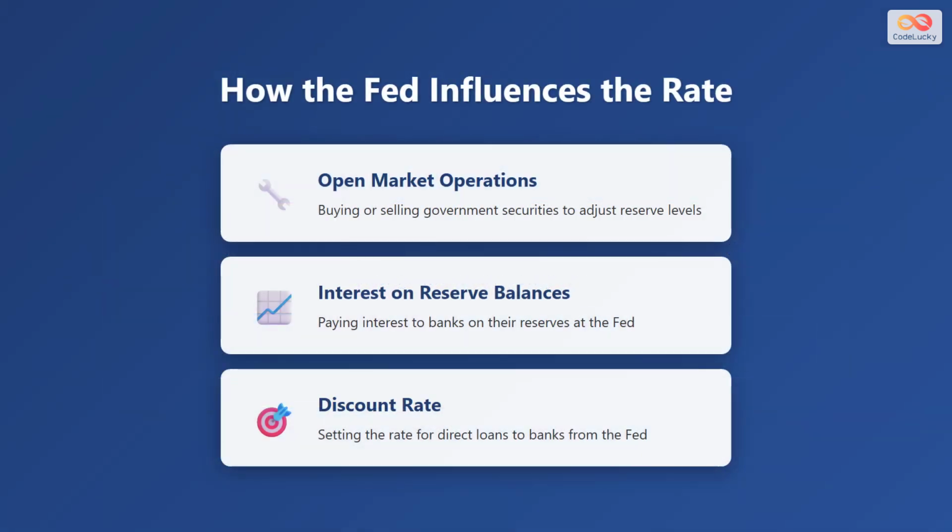The Fed has three primary tools to influence the federal funds rate and keep it within the target range. First, open market operations, where the Fed buys or sells government securities to adjust the amount of reserves in the banking system. Second, interest on reserve balances, where the Fed pays interest to banks on their reserves held at the Federal Reserve, which sets a floor for how low the rate can go. And third, the discount rate, which is the interest rate the Fed charges banks for direct loans. Together, these tools give the Fed powerful control over this crucial interest rate.